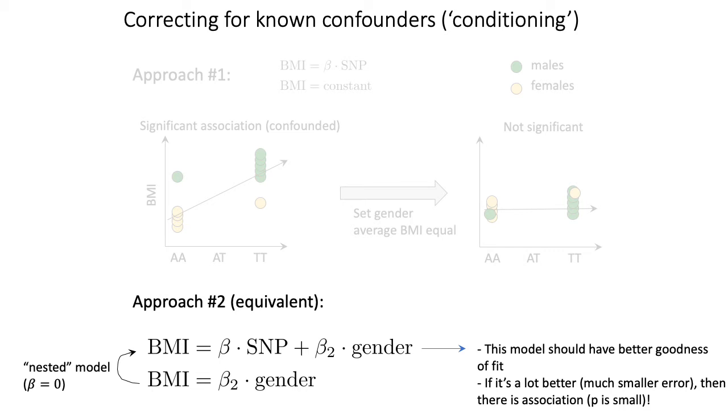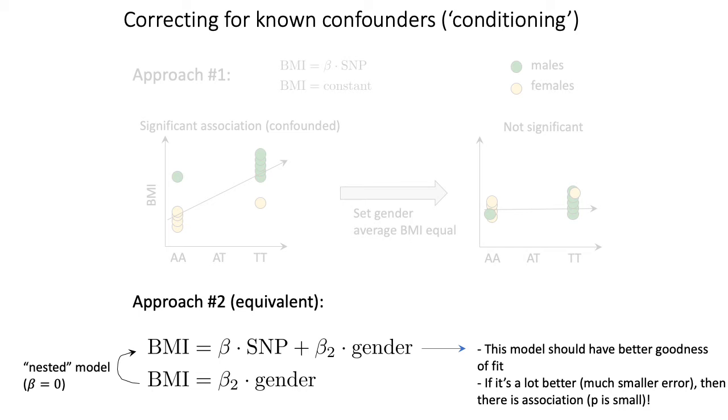So the first line you fit is a line where you say, okay, my response variable BMI is equal to beta times one variable, SNP. And you add in a second variable for your confounding variable like gender. So you add plus beta 2 times gender. And so beta is the effect of your SNP and beta 2 is the effect of gender. And so you fit this model by making some estimates of the slopes beta and beta 2 that maximize your goodness of fit or equivalently minimize your squared error.